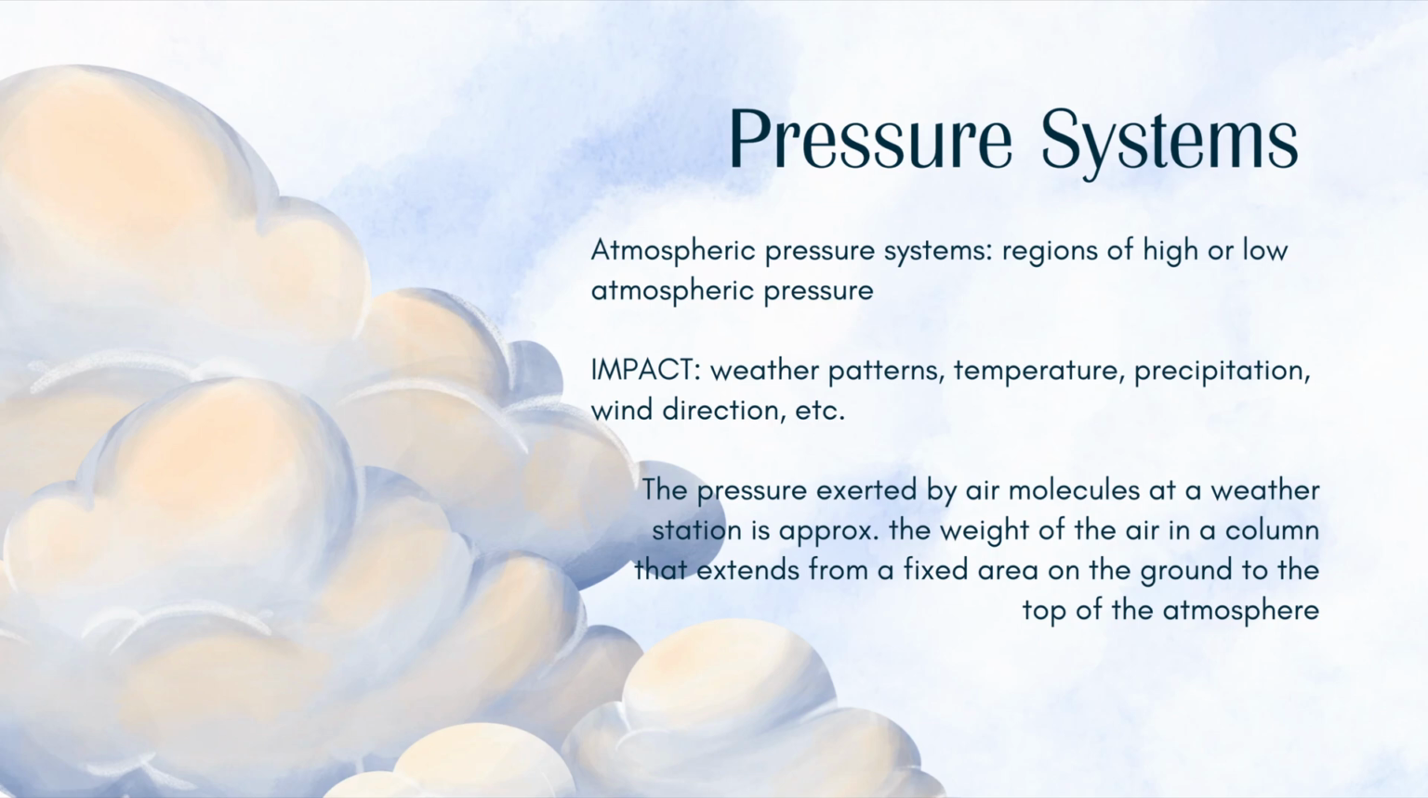So the pressure exerted by air molecules at a weather station is approximately the weight of the air in a column that extends from a fixed area of the ground to the top of the atmosphere. And we'll get into this in the cylindrical vertical air movement.